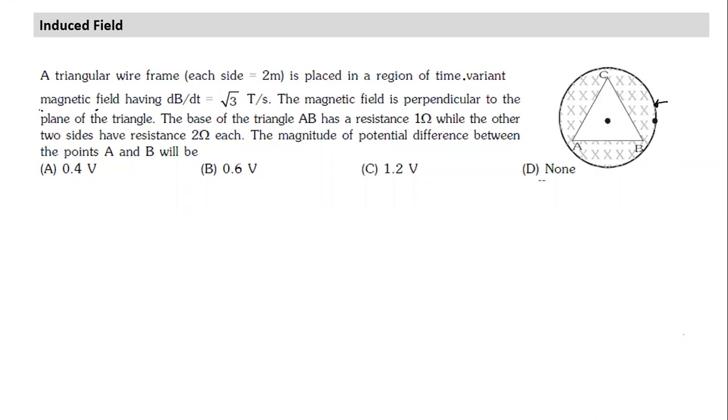And we create a triangular wireframe. Each side is 2 meters. This wireframe is placed here. The base of the triangle AB has a resistance of 1 ohm. The other two sides have a resistance of 2 ohm each. The question asks, what is the magnitude of the potential difference between A and B?